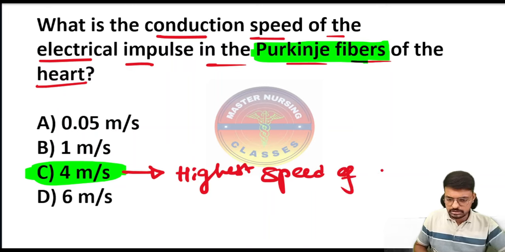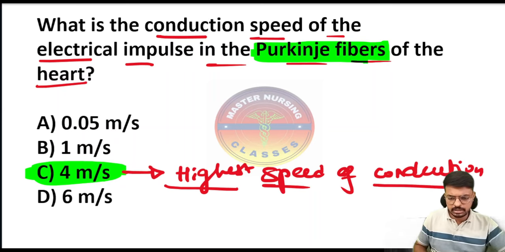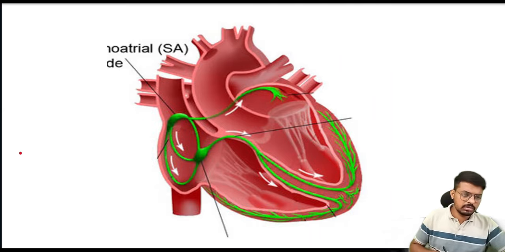Highest speed of conduction, which happens in the Purkinje fibers only. So, sir, what are the Purkinje fibers? Let me take a quick review of the conduction system of the heart.